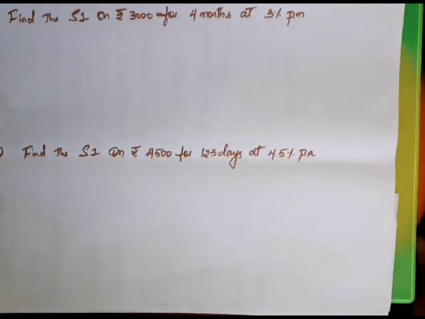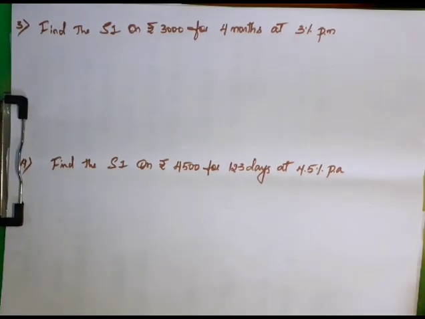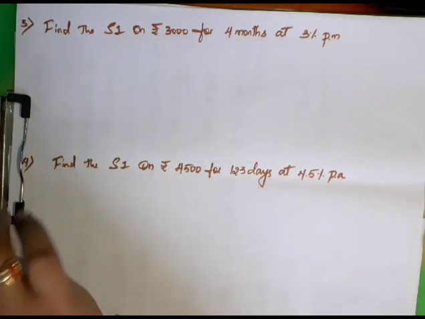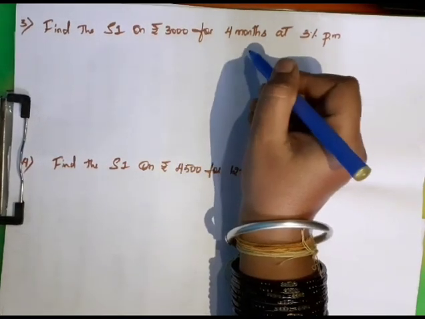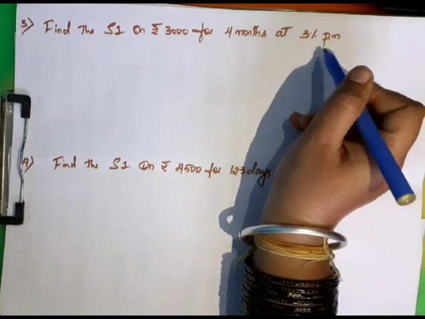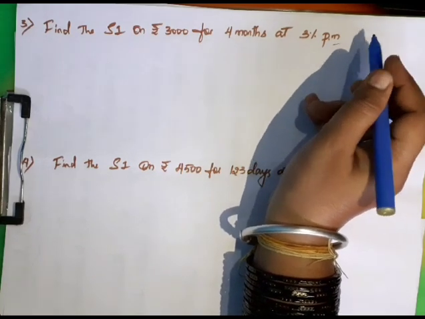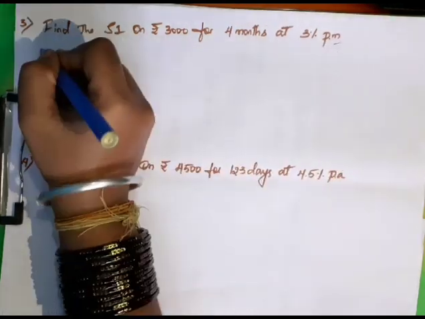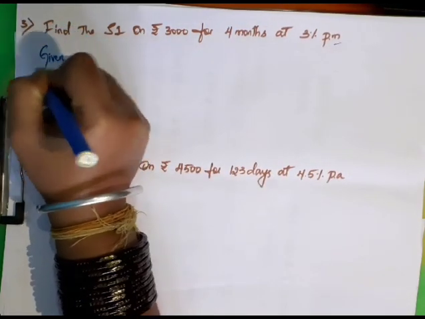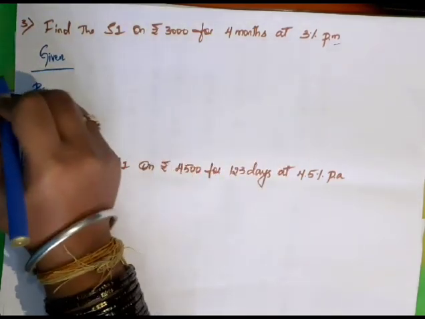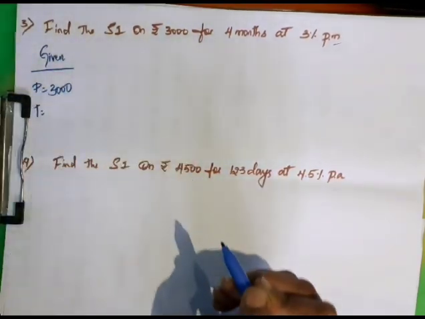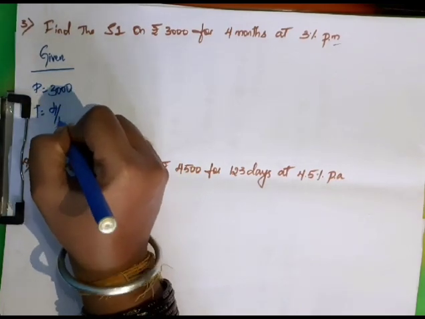We'll take up two more sums where the time period is given in a different way, and see how to calculate that. Okay, look at the sum. Find the simple interest on rupees 3,000 for 4 months at 3% per month. So whatever the given information we have, write it. P, there is no change, 3,000 rupees. When it comes to time, they have given 4 months, so it will be 4 by 12.